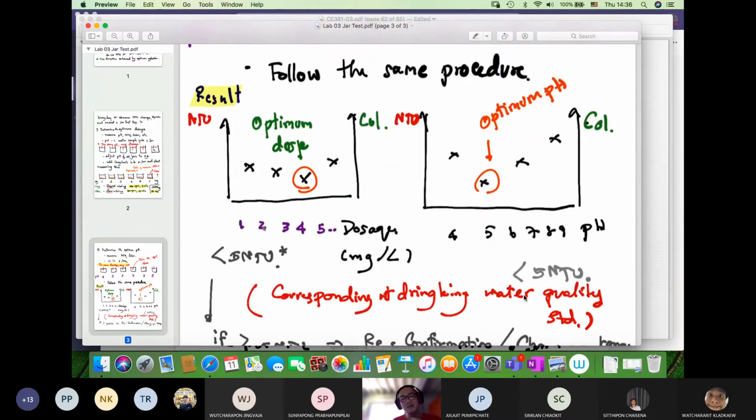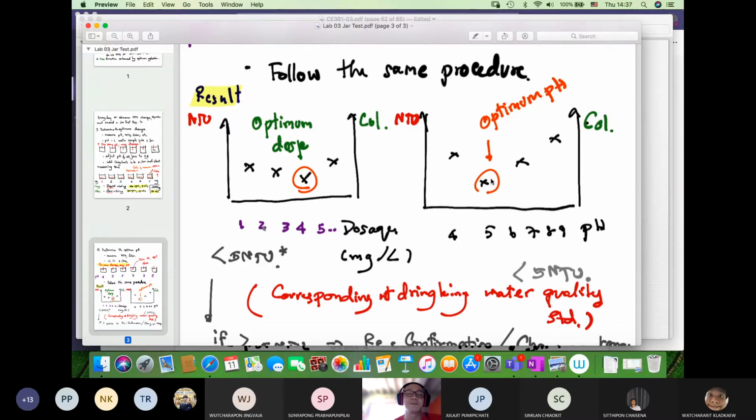Okay, so finally, after everything is complete, you take the results and plot the curve. You will see the one which gives the lowest NTU value, the smallest turbidity. We take this one, and we consider this as the optimum dosage. The same as the pH.